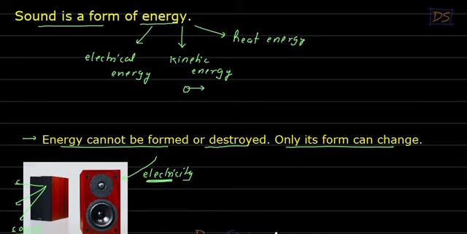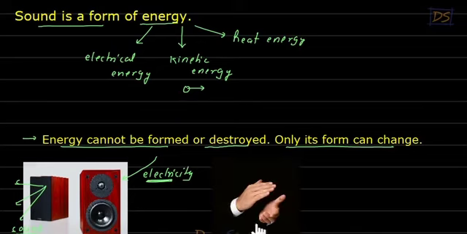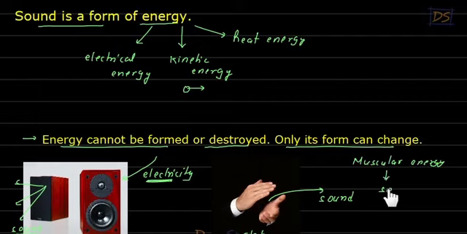Let me give you one more example. This is a very simple way of producing sound. You can clap, right? When we clap, sound is produced, isn't it? So what is happening here, students? If you keep clapping, you will be tired. So what happens here? Your muscular energy is actually transformed into sound energy. So these are some examples in which energy is not being created or destroyed, but its form is being changed. In this case, from muscular to sound energy, and in this case, from electrical to sound energy.